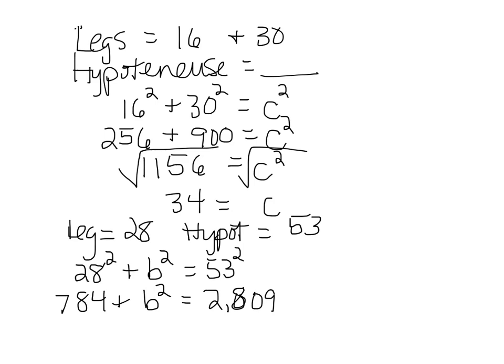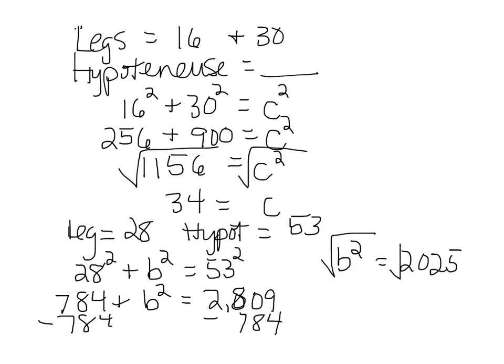2,809. I want to get b squared alone, so I'm going to subtract 784 from both sides. And I'm sorry I'm out of space, but I'm going to move to the side and say b squared is equal to 2,025. And when I take the square root of both of those, because that's how I can undo b squared, I find out that b is equal to 45.